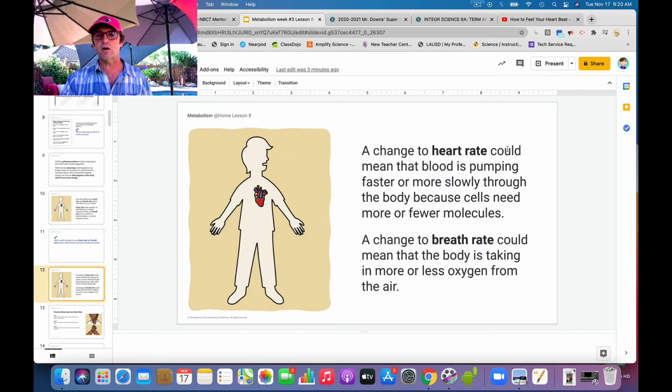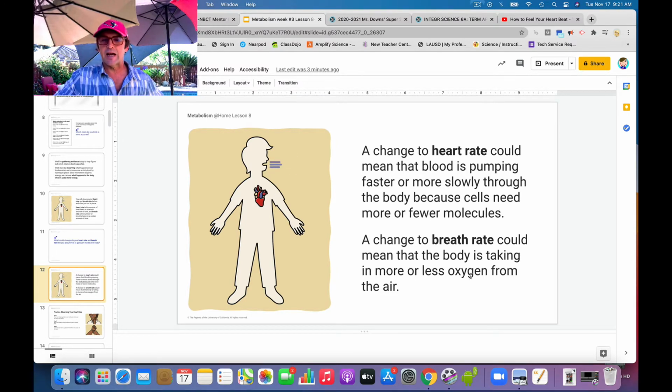A change to heart rate could mean the blood is pumping faster or more slowly through the body because cells need more or fewer molecules. And remember, oxygen is a molecule. A change to breath rate could mean that the body is taking in more or less oxygen from the air. And remember, the blood carries oxygen and other molecules.